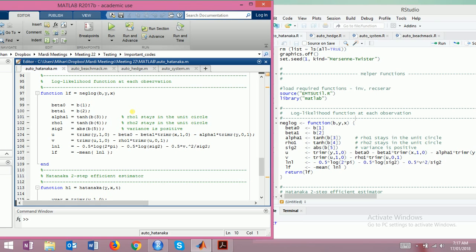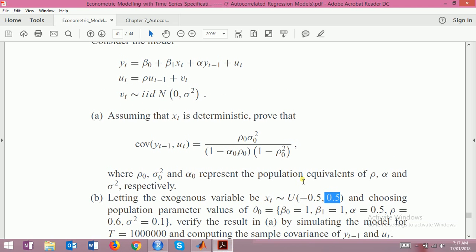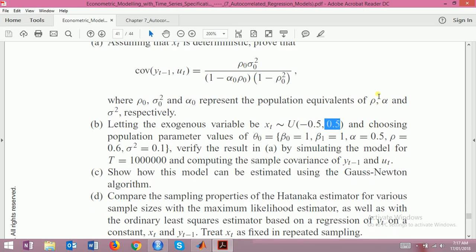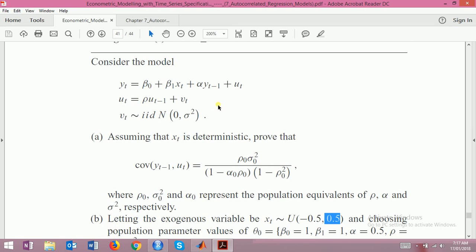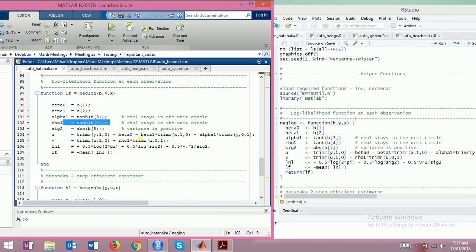Log likelihood function at each observation. First, neg log byx, beta naught, beta 1, alpha, beta 3, rho 1, beta 4, sigma square. Well, rho 1 and rho 2, you have two correlation coefficients in this problem. Yeah, we're supposed to have rho naught and rho 1, I guess, right? Beta 1 is there, alpha is also there. So rho 2 is absolute value, so full and conditional, t equals 1, t is greater than 1.